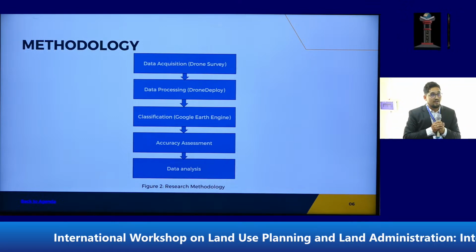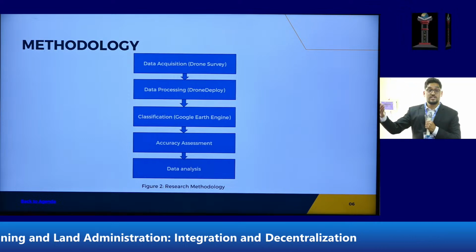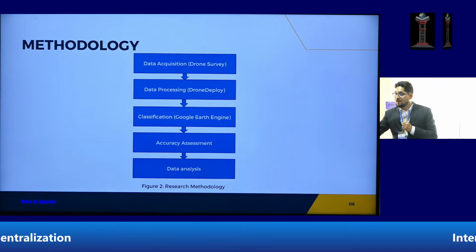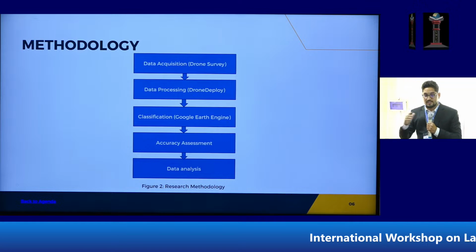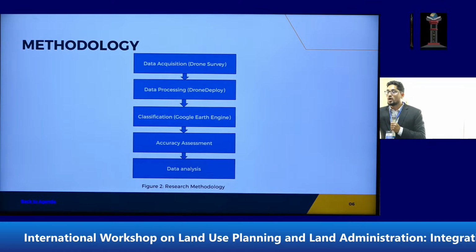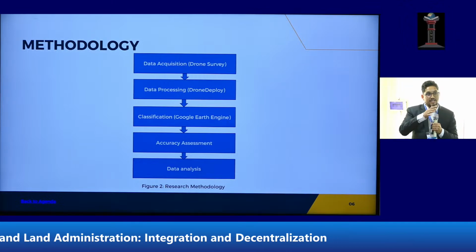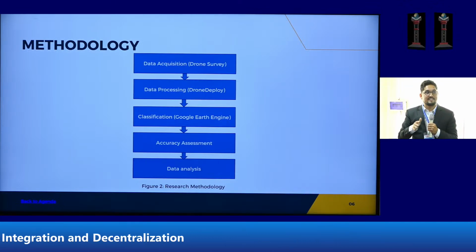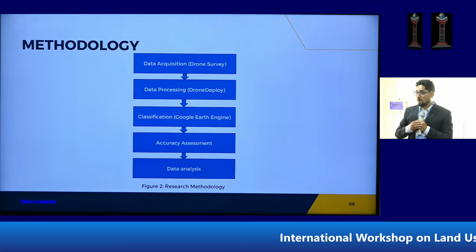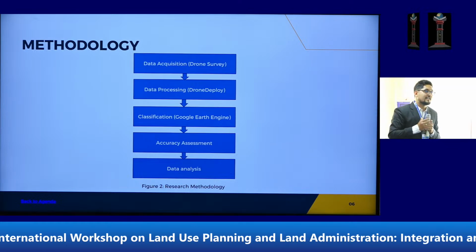So this is the methodology that I have employed. First, I acquired the data with the drone, and the first step was to process the data to achieve the orthomosaic, DSM, and other related technical outputs. The second thing I did was classification of the orthomosaic with Google Earth Engine. I did the accuracy assessment by splitting the random points of different classes that I put into this model. So I was able to achieve good accuracy, which I will show later on. And finally, I did the data analysis.